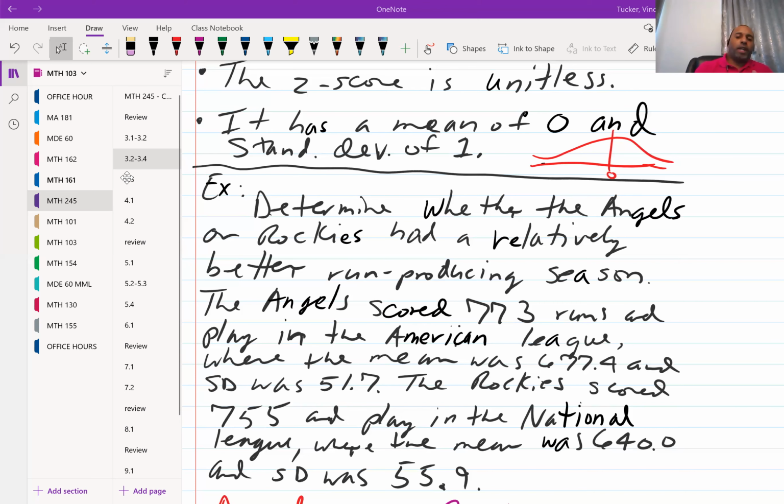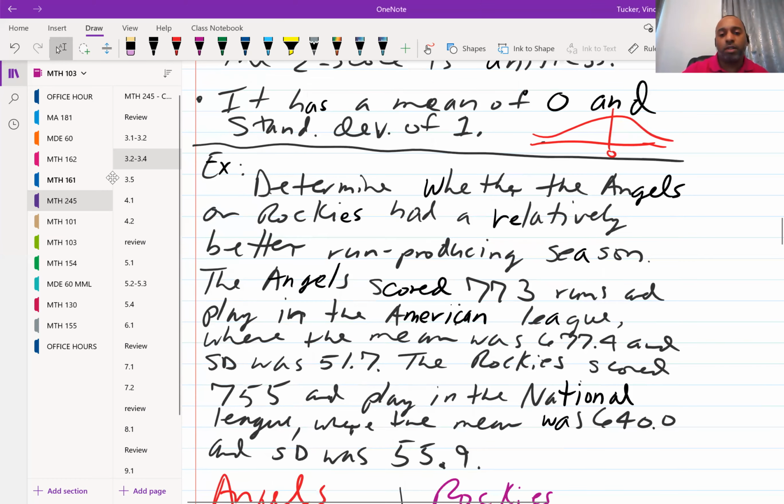Again, the Angels scored 773 runs. If you don't know a lot about baseball, notice we talked about the American League versus the National League. The American League has slightly different rules than the National League, so that's why you can have a different mean and standard deviation in each league. The Angels are in the American League, so we want to see their run producing in comparison to the averages in the American League. Then we'll look at the same thing with the Rockies in comparison to the National League.